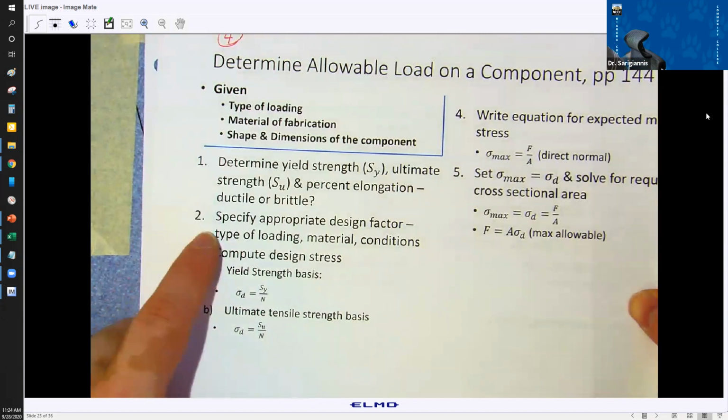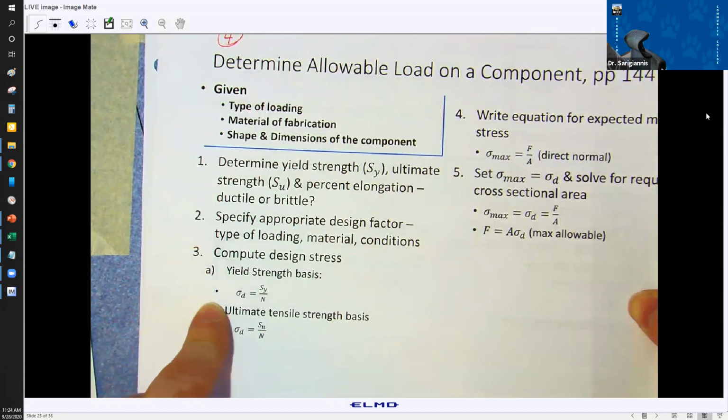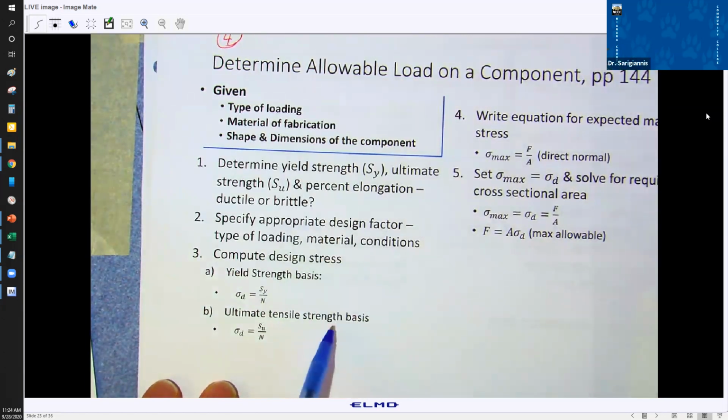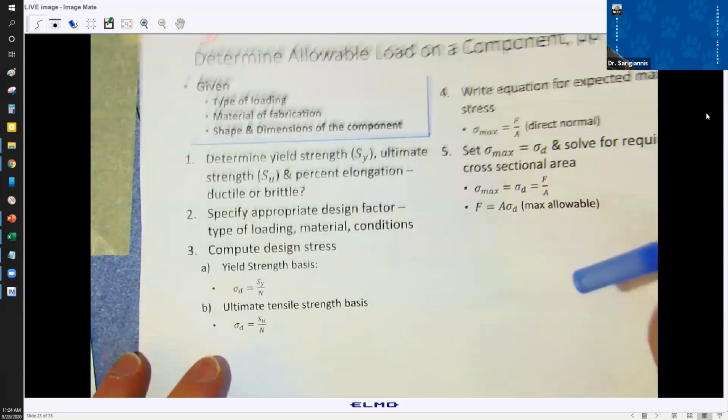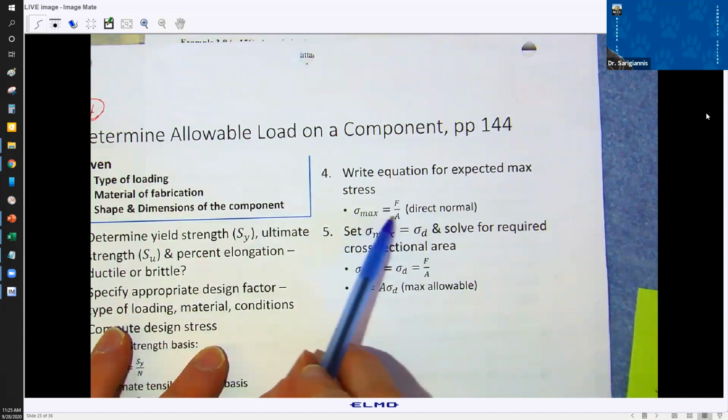So we have to find the force, the actual loading. And we don't need to specify a design factor because we're given the maximum stress that we're required to be under, right? So we're given a design stress. We basically skip this step because we know our design stress in this case is 18,000 PSI.